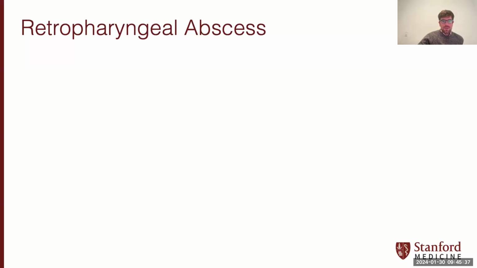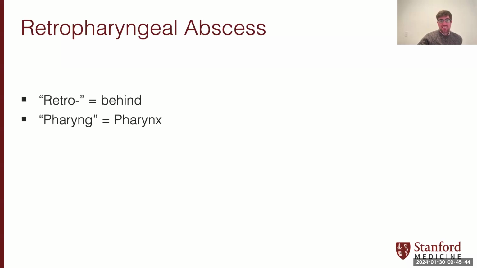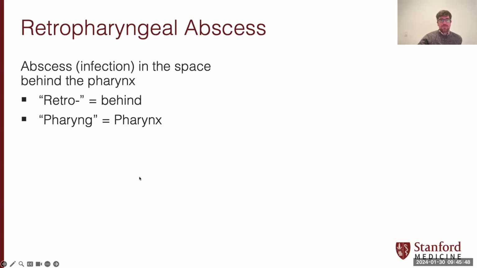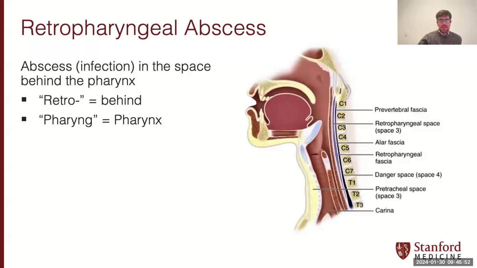Perfect. Yes. Sorry, I didn't give you abscess on the slide. So that's exactly right. Retro is behind, pharynx is pharynx, which is the throat. And so this is an abscess, which is a type of infection, in the space behind the pharynx. So remember, this is your pharynx, and then there's this space behind it called the retropharyngeal space.